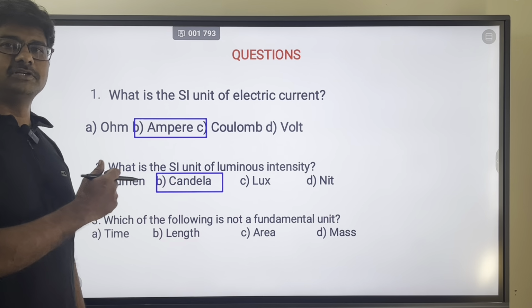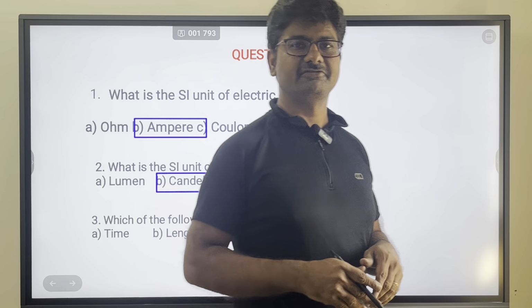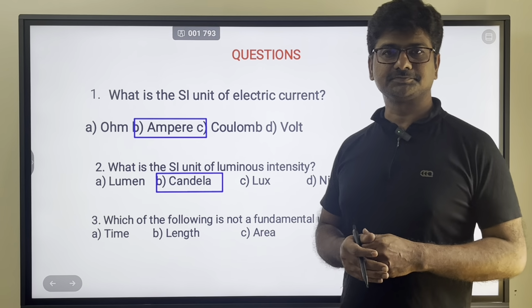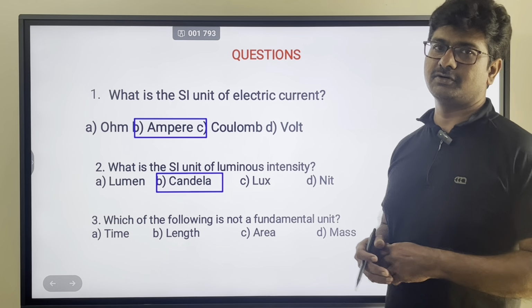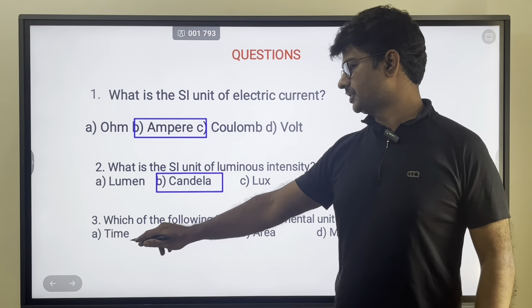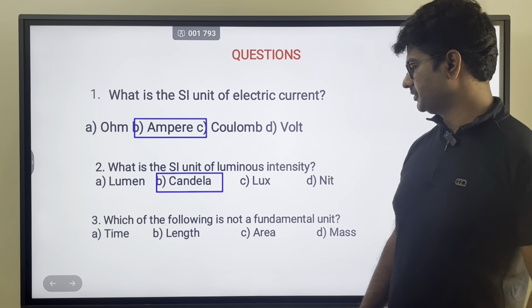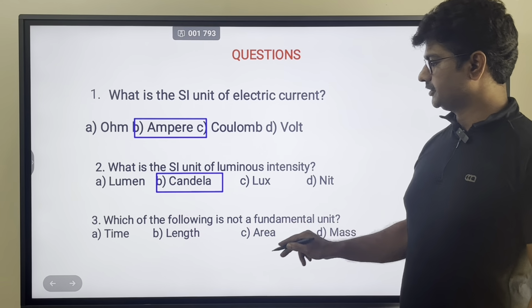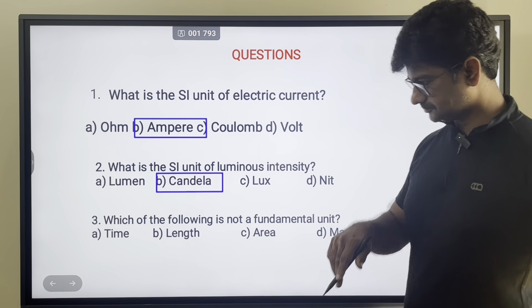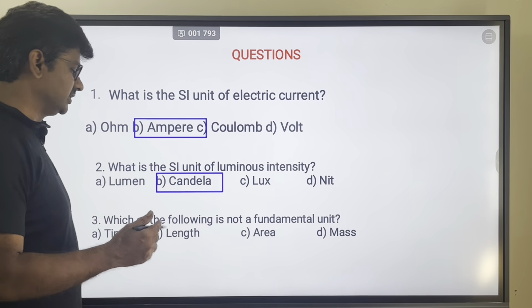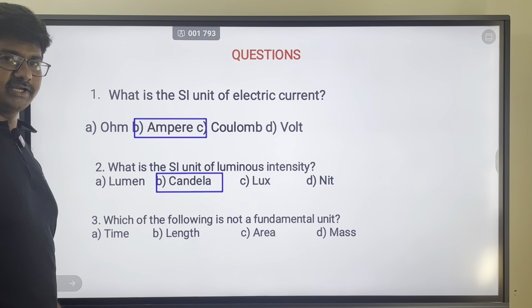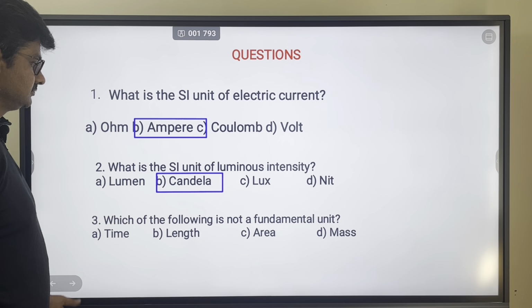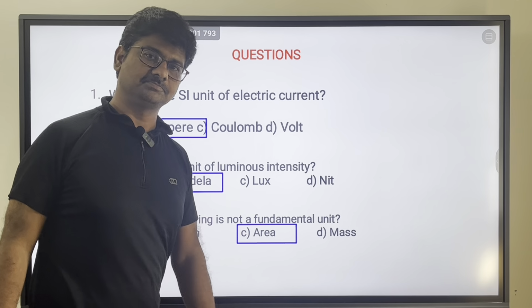Which of the following is not a fundamental unit? So I told you the units of fundamental physical quantities are fundamental units. Now derived quantities, they have derived units. Time is a fundamental quantity, length is a fundamental quantity, mass is a fundamental quantity, so they have fundamental units. I told you area we cannot find directly, we have to find it from fundamental quantities like length and breadth in the case of a rectangle. So area is a derived quantity, therefore it has a derived unit. So which is not a fundamental unit?